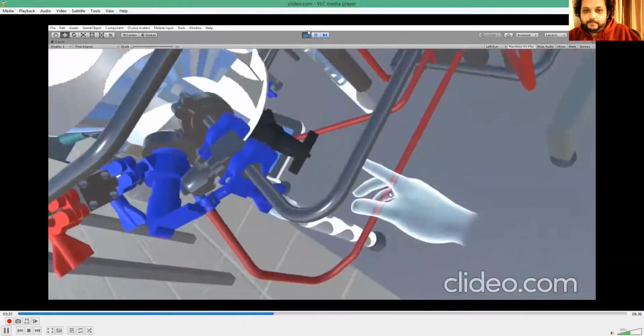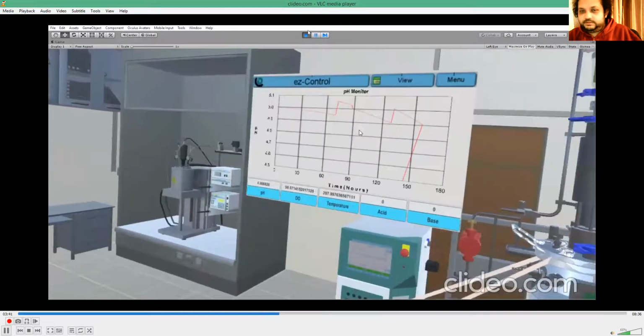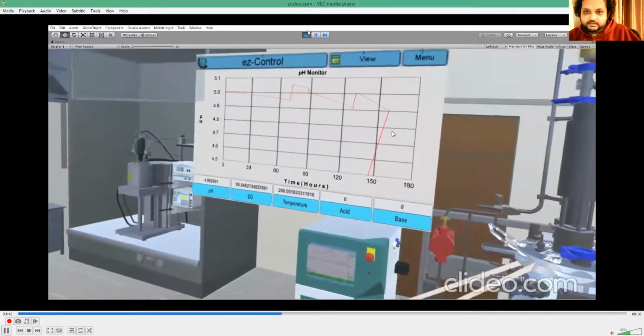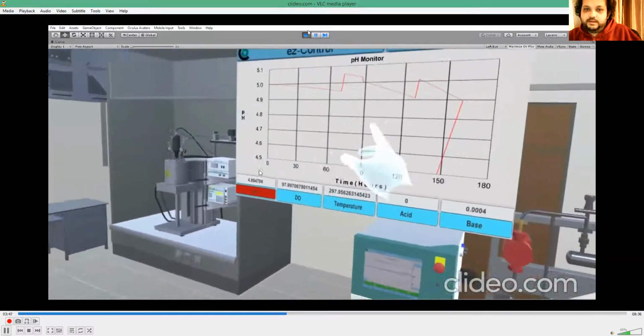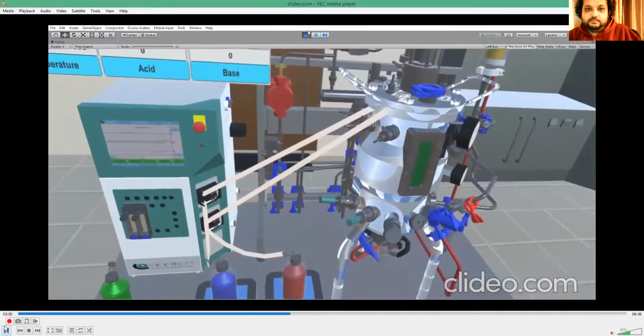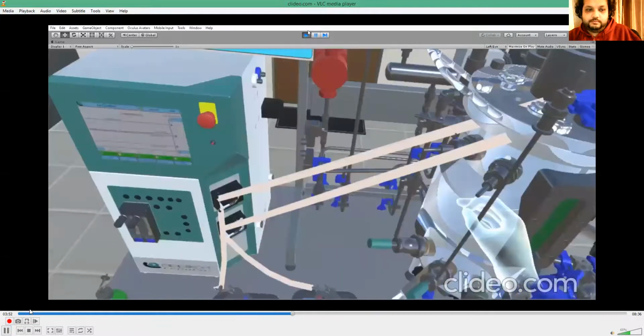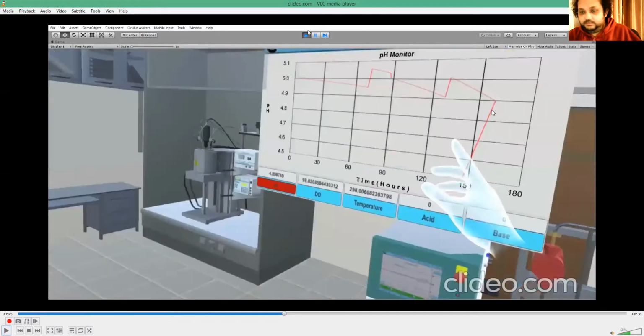Since we have simulated the fault, the pH level is getting down, and after a point of time, when it reaches 4.9, there is an alarm. Now the system tries to burst in some alkaline again, but the pH will still go down because we have designed the system like this.